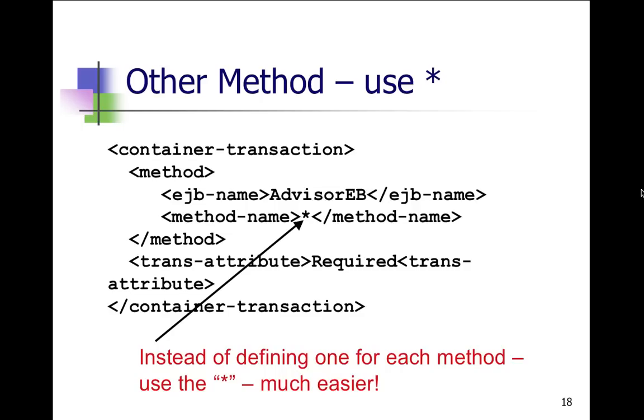Other methods, we have the use method. We can also use the asterisk here for a method name, and then define a method by this asterisk. So instead of defining one of each method, we use this asterisk.